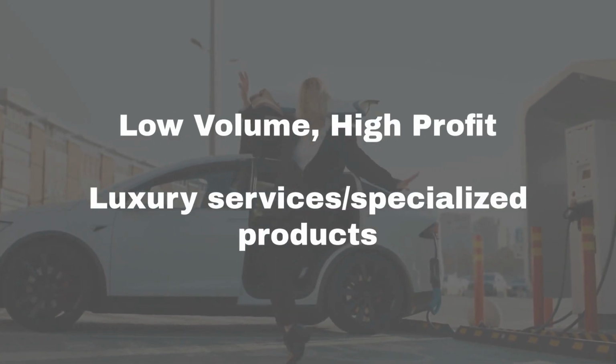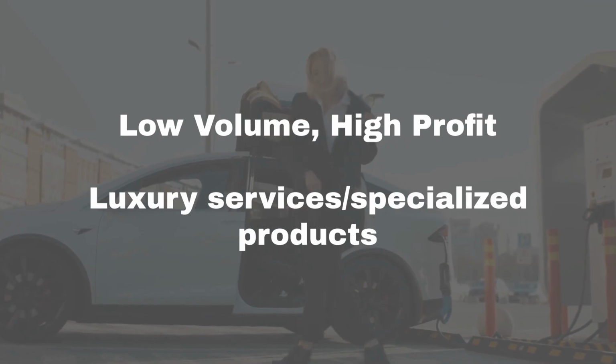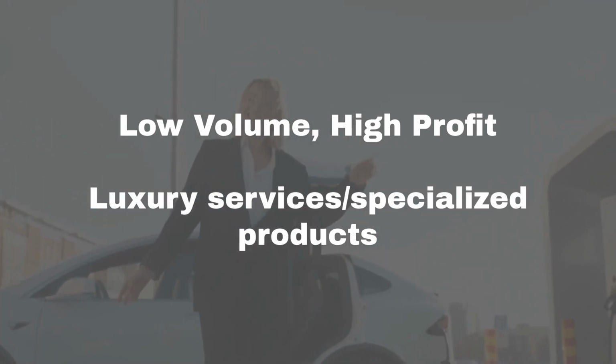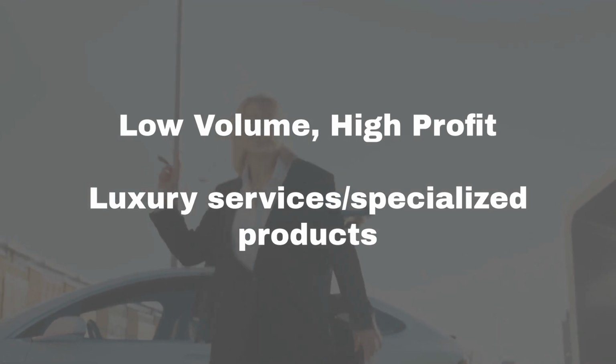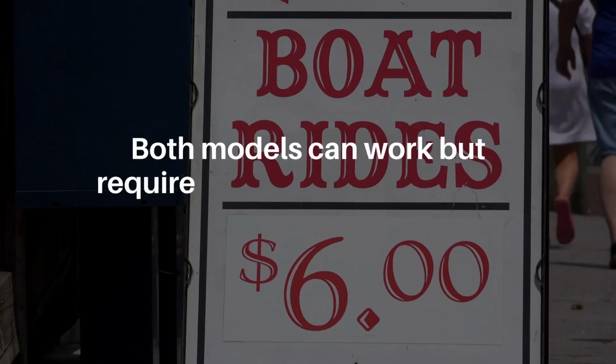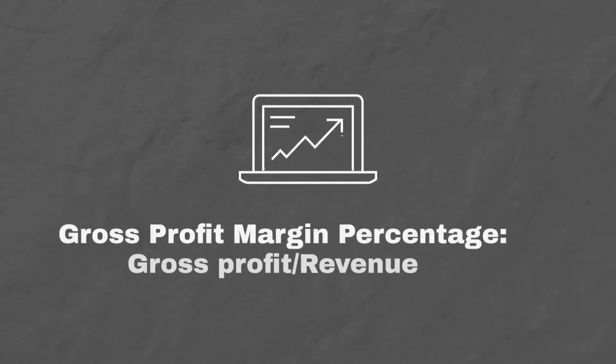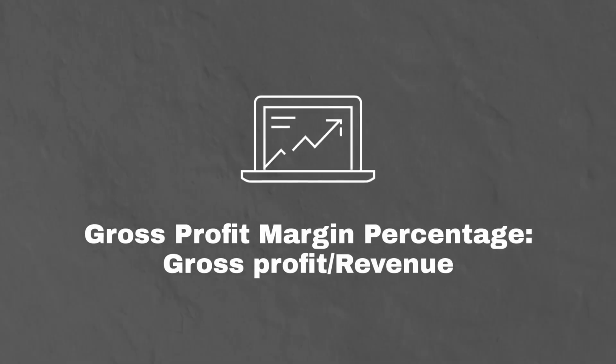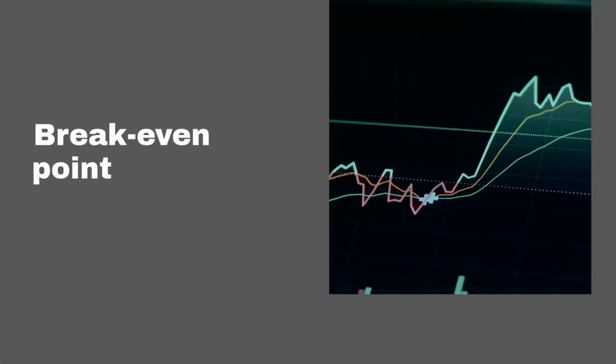Low volume, high profit margins. Luxury services or specialized products can charge premium prices with fewer customers, and each sale generates a substantial amount of profit. Both models can work but require different strategies and cost structures. Key metrics to track. Gross profit margin percentage. Gross profit divided by revenue. This shows pricing power and cost efficiency.